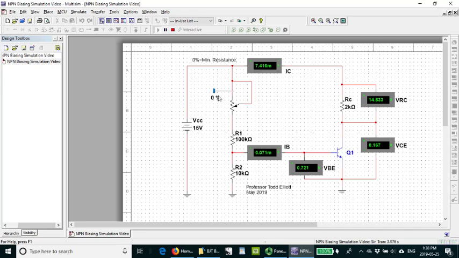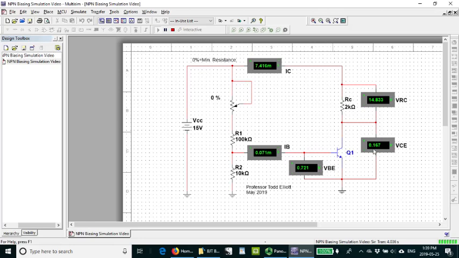So with the wiper set at 0%, that means this whole thing is shorted out. So visualize the wiper down there. Sorry, with the software I'm using, the wiper physically doesn't move, so you just have to visualize it. Anyway, note the base current. We have about 71 microamps, about 0.72 volts for VBE, which is what we would expect.